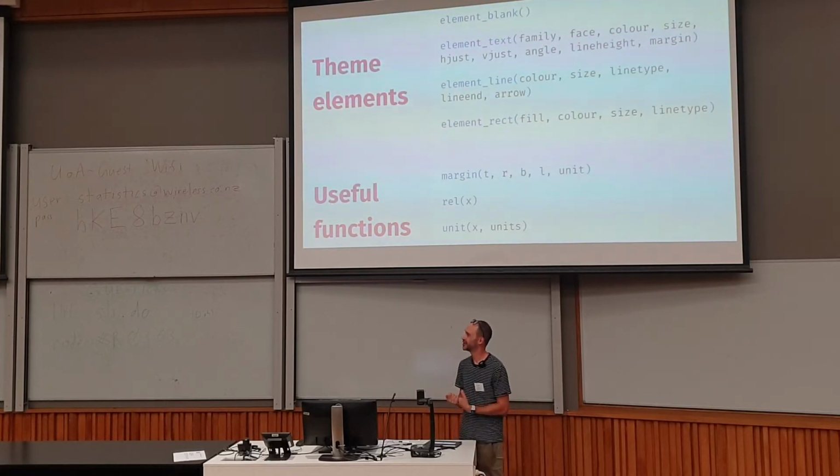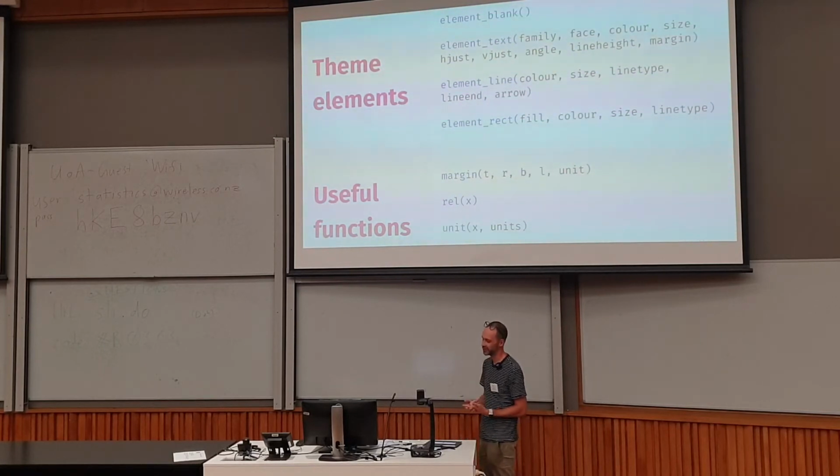And then you use element text to style text things, and that has a bunch of arguments that specify what the text is going to look like. There's element line for line things, and element rect for rectangular things. And so most of the work you need to do in setting up your theme is setting those arguments of the theme function equal to these with the appropriate values specified.